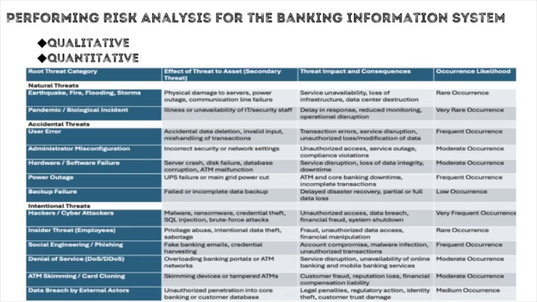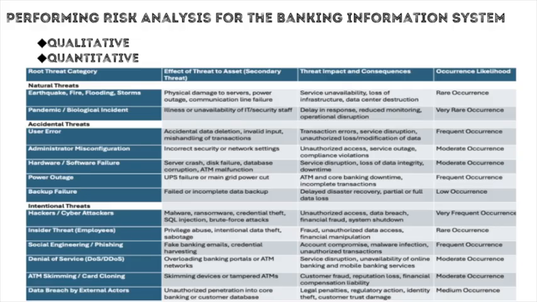Natural threats. First, natural threats. These include events like earthquakes, fires, floods, and storms. Such events can cause physical damage to data centers, servers, or network equipment, resulting in service unavailability and infrastructure loss.